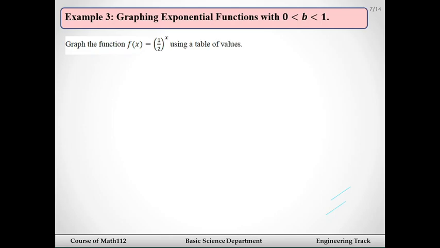Now let's look at this function here, 1 over 2 to the x. And now let's do the table for this function.